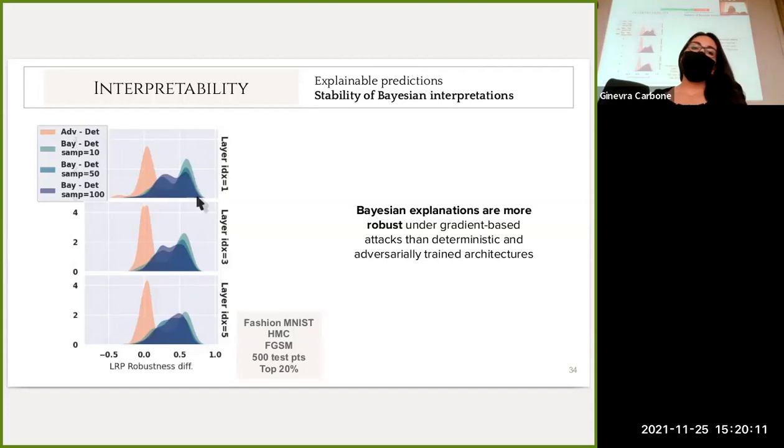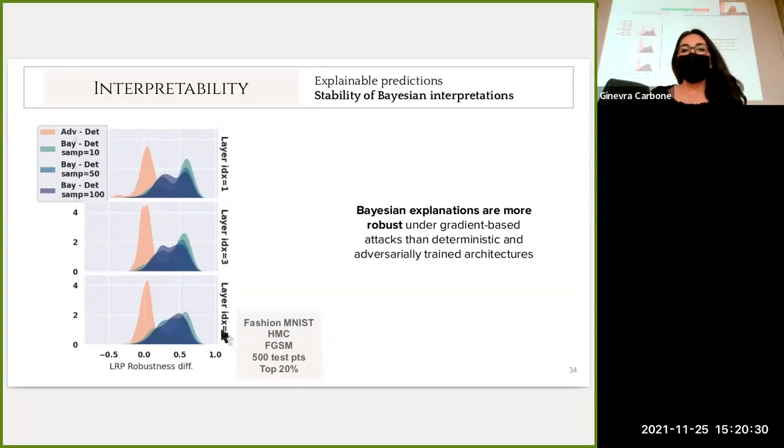So you can see that in general, under the Bayesian framework, this robustness difference is higher. So it means that they are more robust. And this holds in each one of the representations in the internal layers.